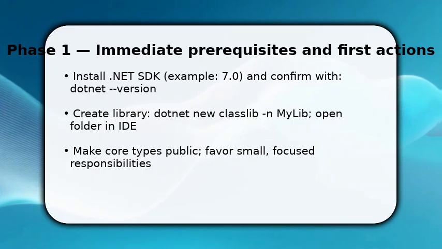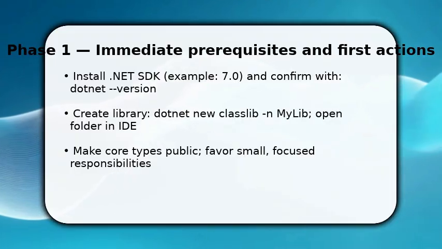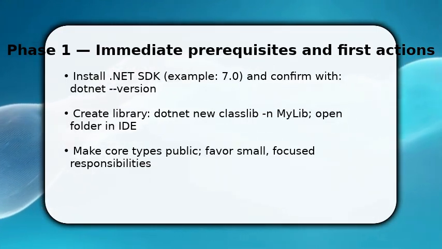Once done, create a class library, dotnet new classlib, and mylib, and open it in your IDE. Make the first class public and add a simple method. This gives a clear API surface. Also, initialize a Git repo for versioning. These first actions set structure and make the library consumable by apps, so you avoid rework later.